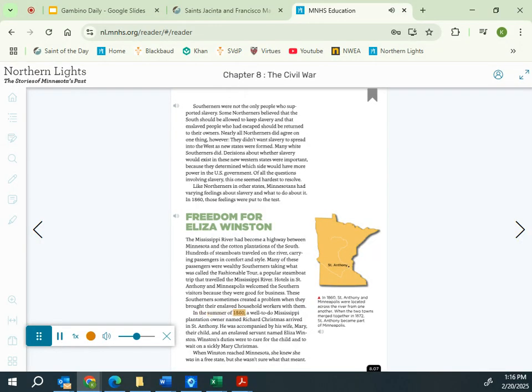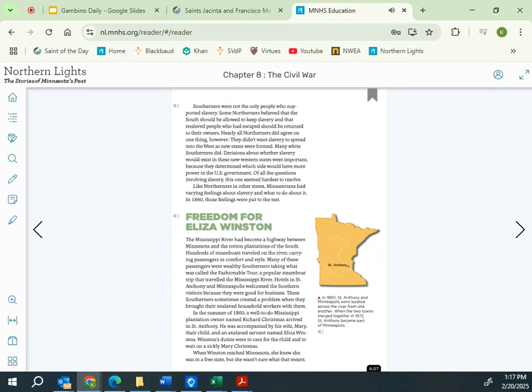In the summer of 1860, a well-to-do Mississippi plantation owner named Richard Christmas arrived in St. Anthony. He was accompanied by his wife, Mary, their child, and an enslaved servant named Eliza Winston. Winston's duties were to care for the child and to wait on a sickly Mary Christmas. When Winston reached Minnesota, she knew she was in a free state, but she wasn't sure what that meant.